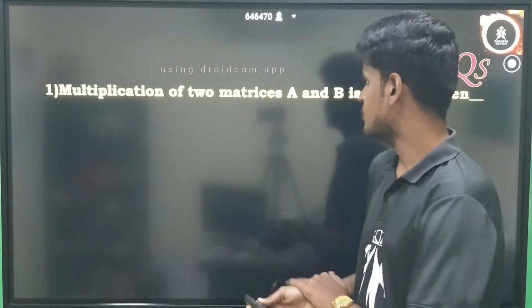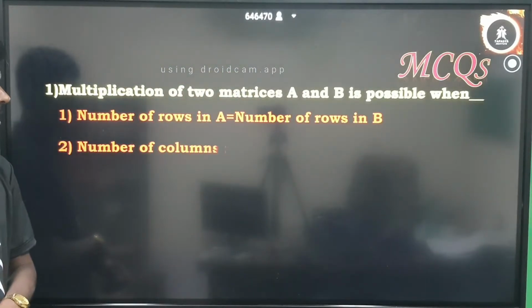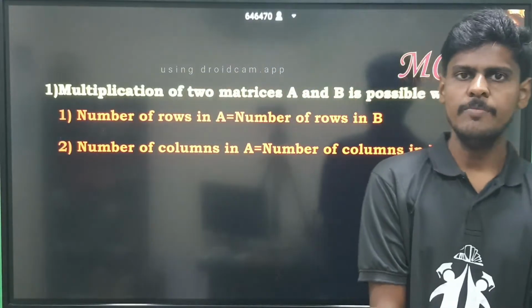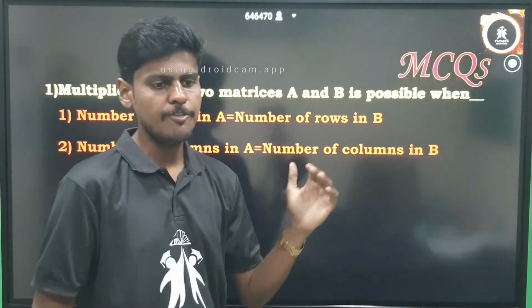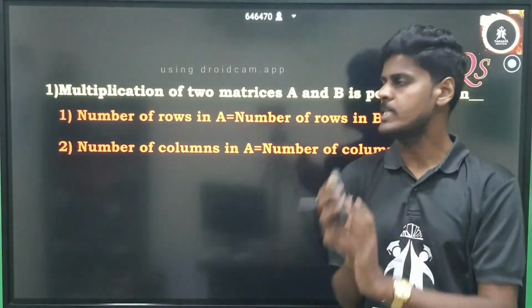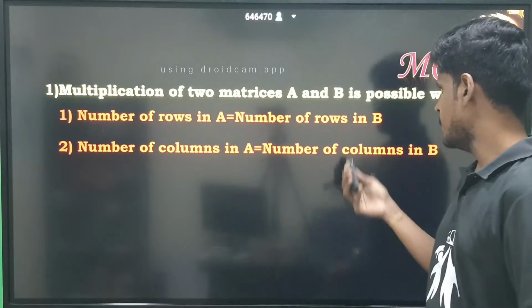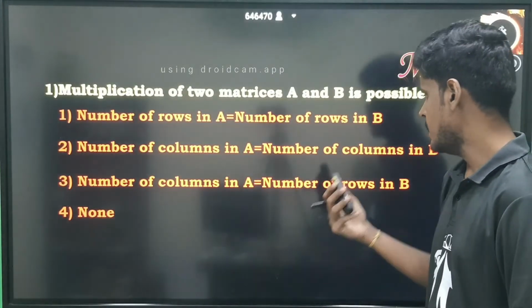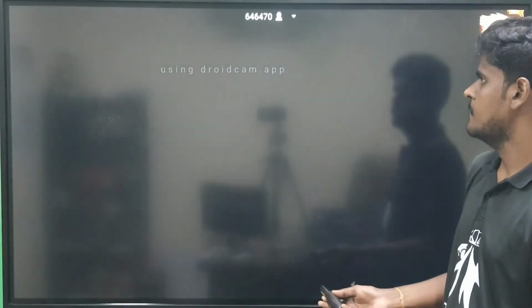Next, multiplication of two matrices A and B is possible when? Question. This is a property. We have already seen the condition for multiplication of two matrices. It is possible when the number of columns in the first matrix and the number of rows in the second matrix both should be same. That is, number of columns in matrix A and number of rows in matrix B. So option C 3 is the correct answer.